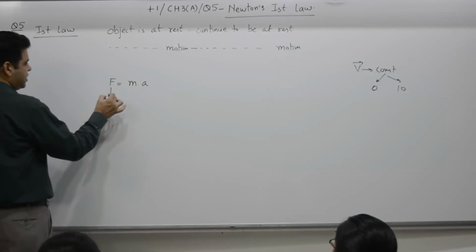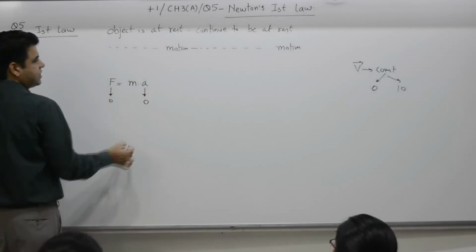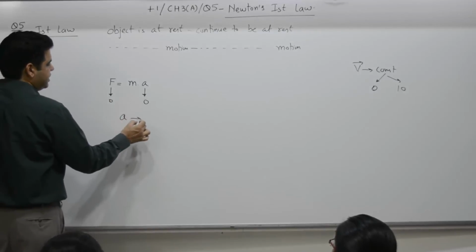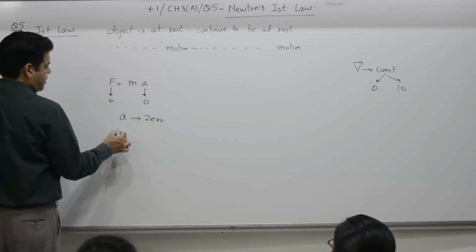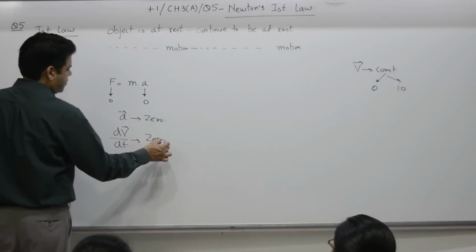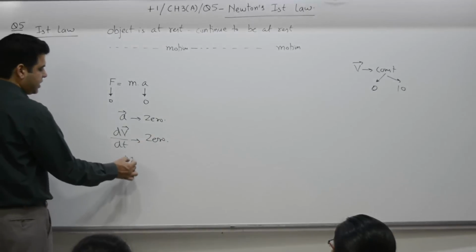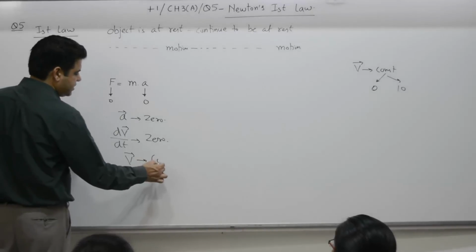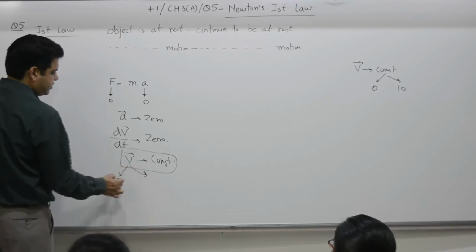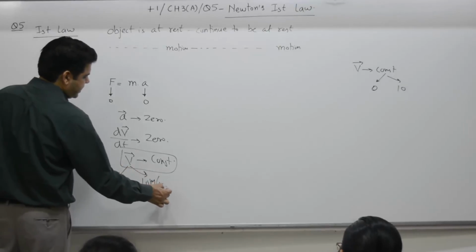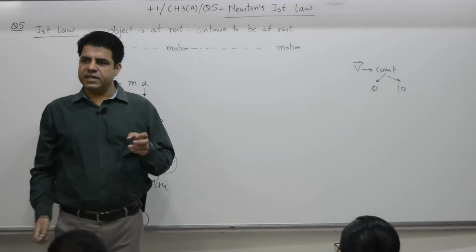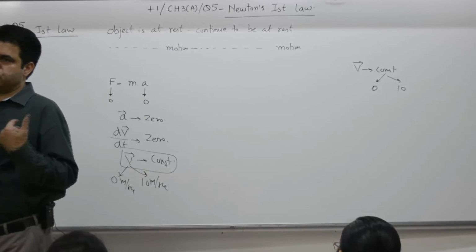As per this, if force is 0, that means a is 0. If there is no external agency acting, acceleration is 0. When you say acceleration is 0, that means dv by dt is 0. Differentiation of something being 0 means that physical quantity is constant. When you say velocity is constant, it has two meanings: either it is 0 or it is 10 meters per second. So in simple form, an object at rest will continue to be at rest, and in motion will continue to be in motion.